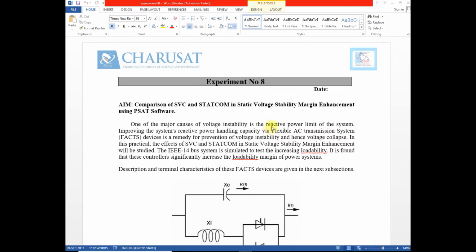Good morning, students. In this lecture, we first understand experiment number 8, the aim of which is to compare the SVC and STATCOM in static voltage stability margin enhancement using the PSAT software.